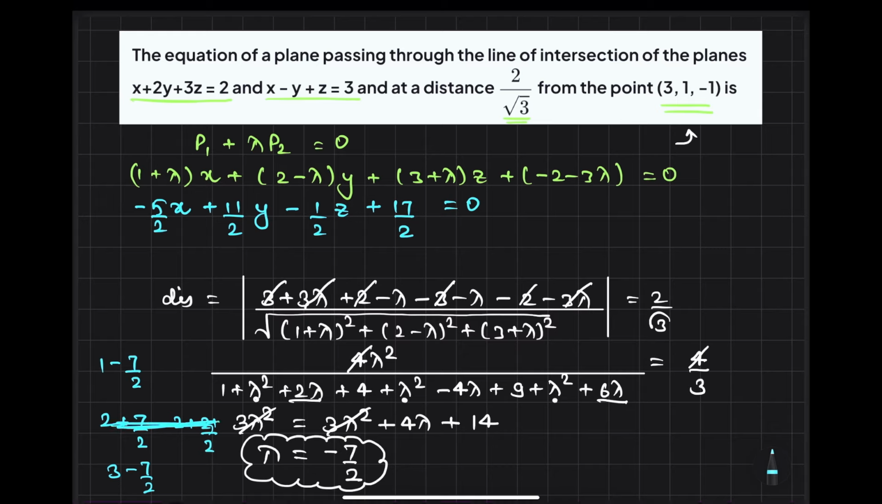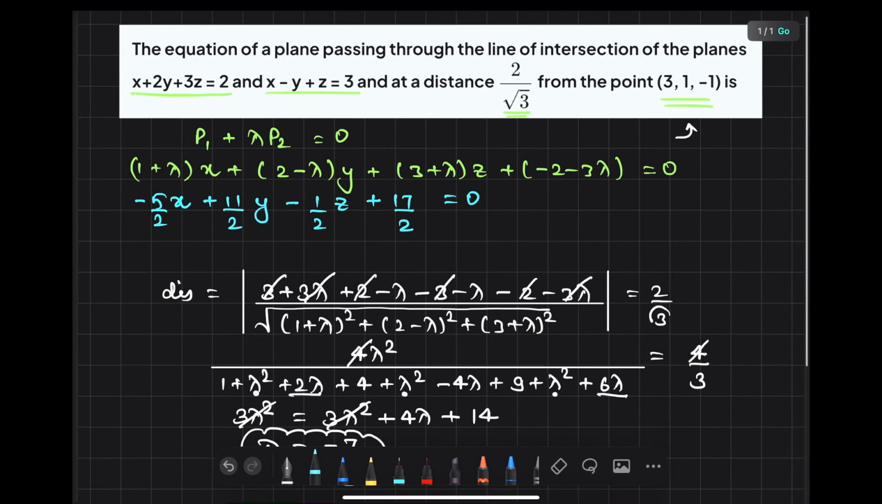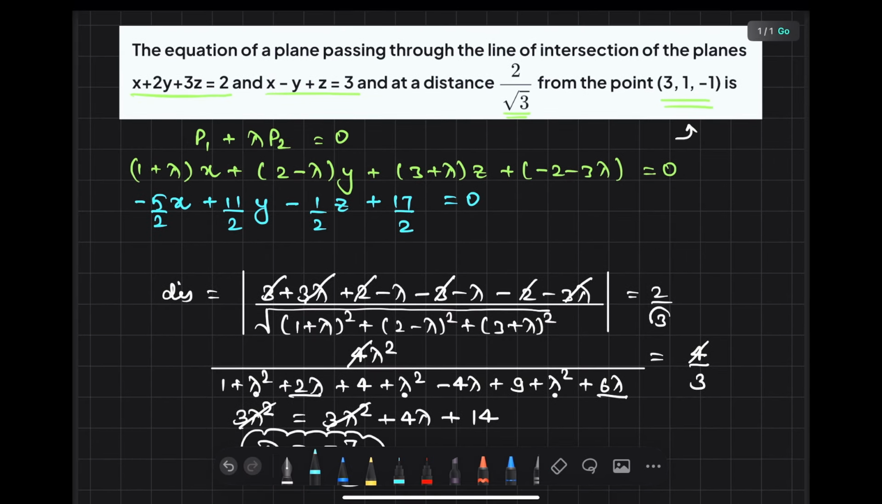Now what you have to do to write this in standard form: just multiply both sides by 2 so that the denominator part will be simplified, because everything is carrying 2. And also multiply by minus 2. So this thing will become 5x minus 11y plus z minus 17 equals 0. So this is your equation of plane.